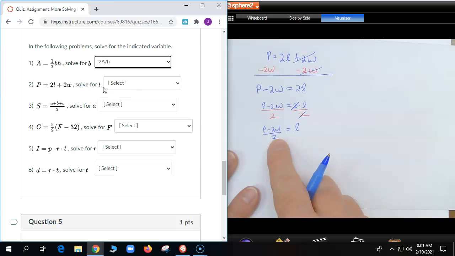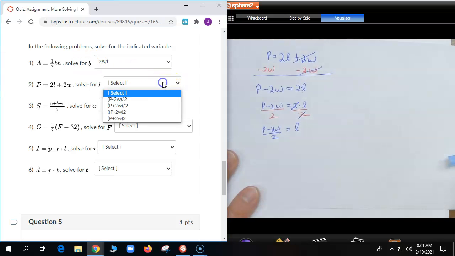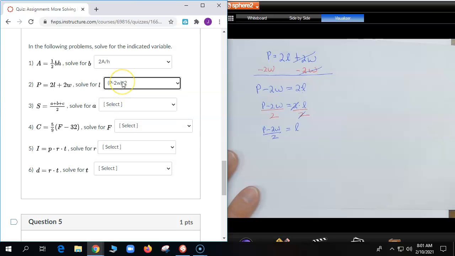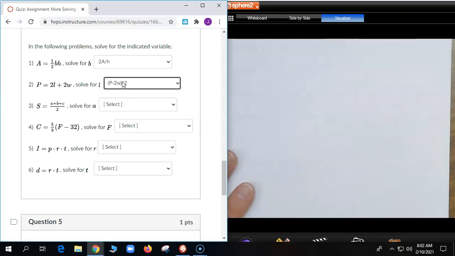Now that's the answer. Unfortunately, in the format of this, we can't really get that nice with this on top of a fraction, so we have to look for the best answer. Nope, that's times 2, so it's not these two. It's going to be this one right here: P minus 2W divided by 2. All right, let's do the next one, number 3.